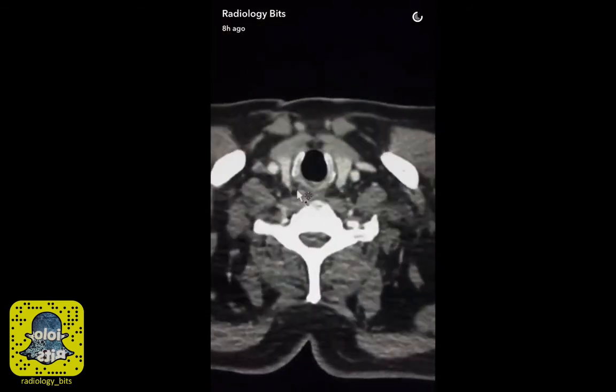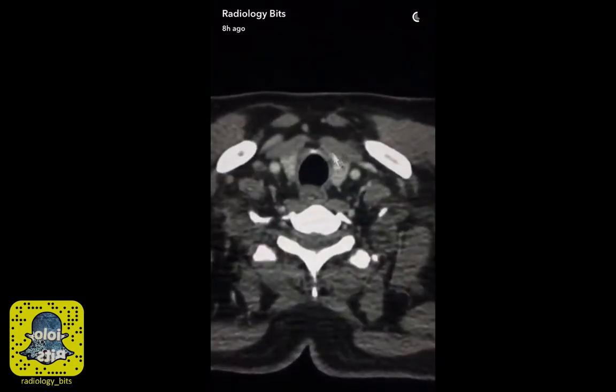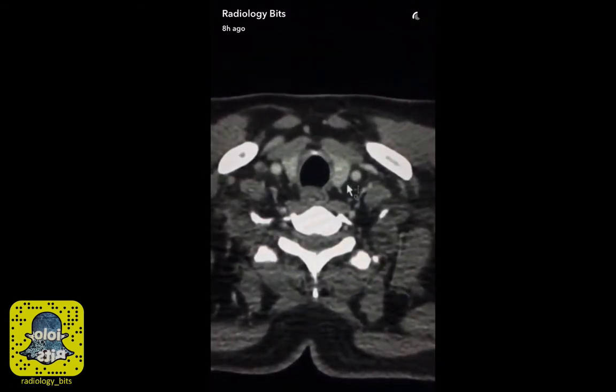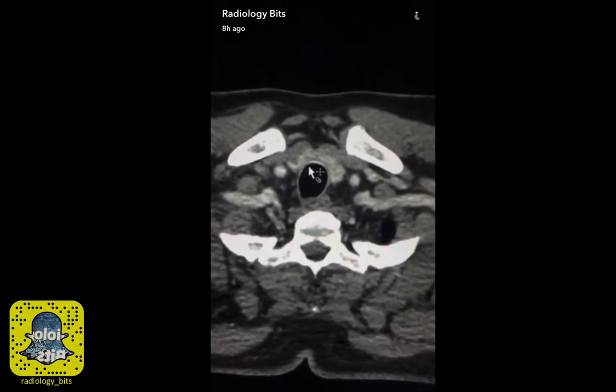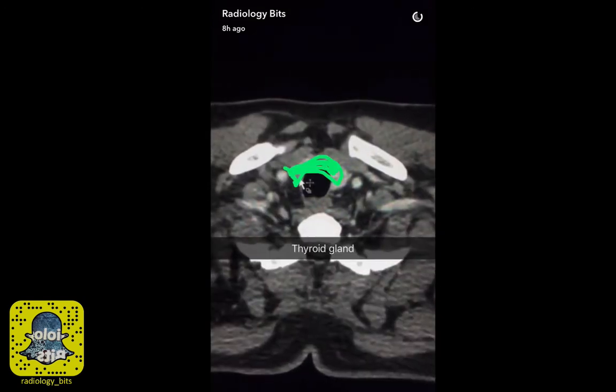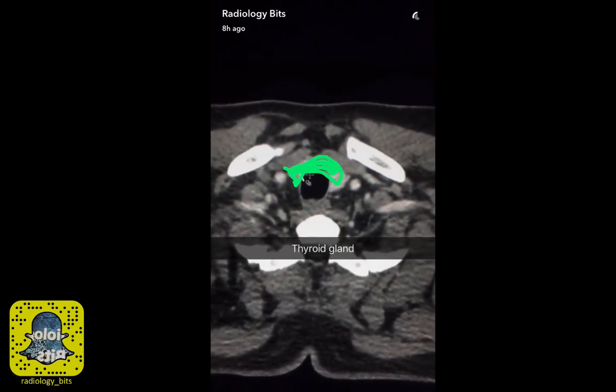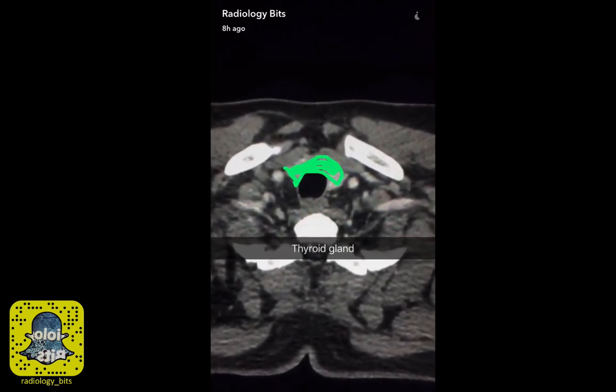One more small piece of information. This structure here draping anterior to the aorta and to the side is the thyroid gland. So don't confuse this thyroid gland with vessels, since it enhances significantly after contrast.